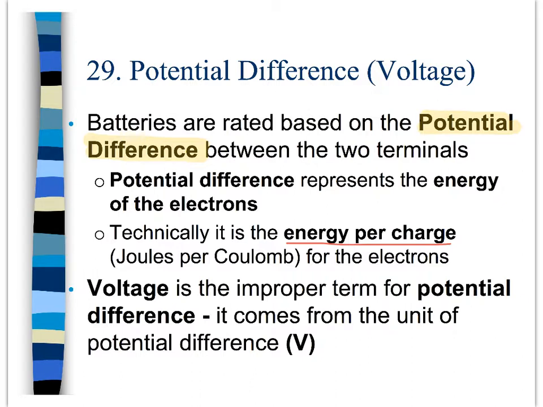All right. We will often call it voltage. Voltage is technically an improper term, but I use it all the time, and I'm not going to be a stickler about that. It's just an improper term for potential difference, and it comes from the unit for potential difference. So potential difference is joules per coulomb, which ends up being a volt. So 1 joule per coulomb is equivalent to a volt, and that's where that term voltage comes from.